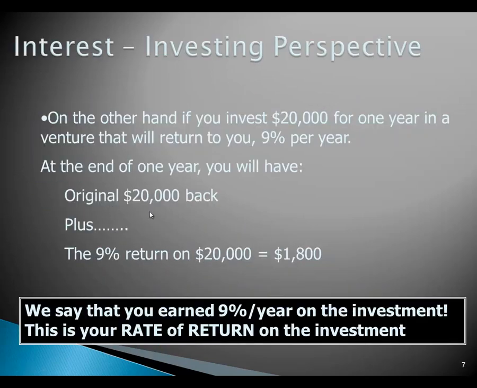From an investment perspective, if you invested the 20,000 for 1 year with a 9% interest rate, then you will be earning 1,800 in that year. Actually, the 9% is called your rate of return on investment. Rate of return. Since you are investing, then this is what you get back on the invested money.